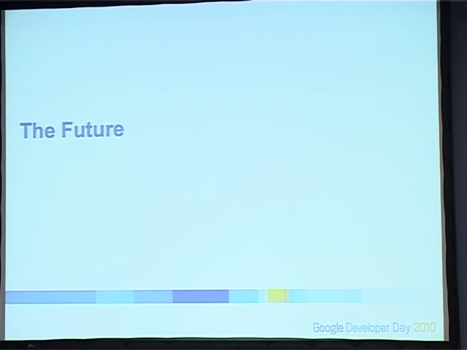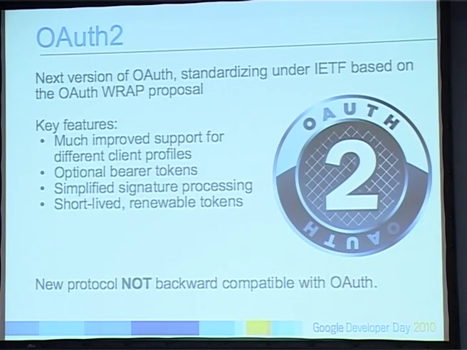So let's talk a little bit about where things are going. The first one I want to mention is OAuth 2. This is a new version of OAuth that is being standardized under the IETF. It was based on a protocol called OAuth WRAP that I think was originally done by Microsoft and a few others. But basically the whole community has come together to standardize this.